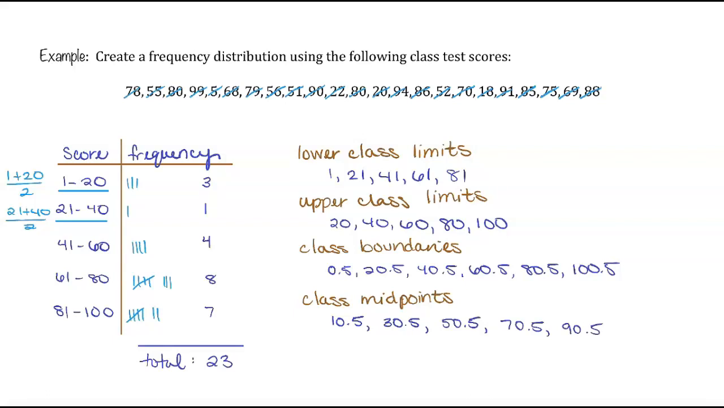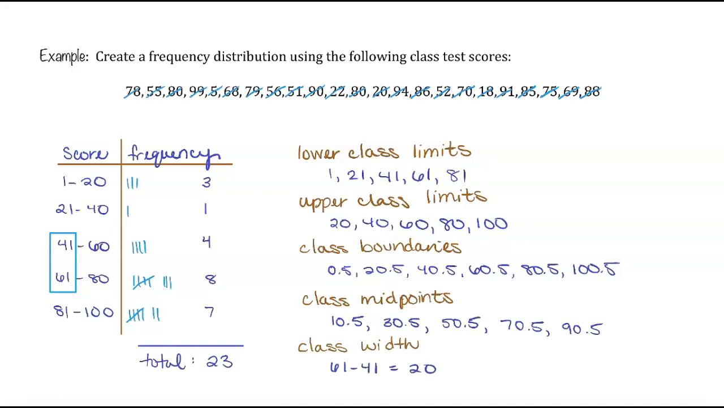Finally, let's calculate the class width. Remember that we can calculate the class width by finding the difference of any two consecutive lower class limits or any two consecutive lower class boundaries. For example, if I look at the two lower class limits, 41 and 61, their difference is the class width. So our class width is 61 minus 41, or 20. And we would find the same class width no matter which two consecutive lower class limits or boundaries we chose to use.